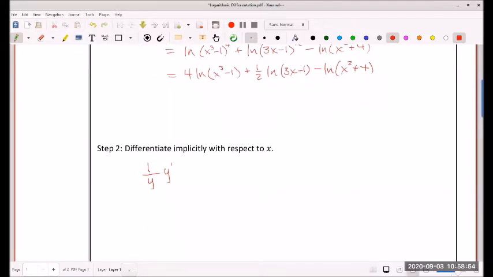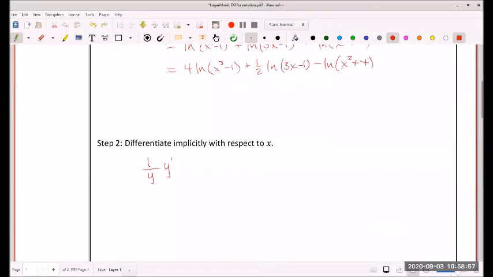For the right-hand side, we'll just use the regular rules of differentiation. The constant multiple rule, the 4 will stay out. And then we'll have the derivative of the natural log of x cubed minus 1, which is 1 over x cubed minus 1. Using the chain rule, we take the derivative of the outer function, and then the inside function would be 3x squared. And we'll just apply this to these other terms. So we'll have plus 1/2 times 1 over 3x minus 1 times the derivative of that inside, which is 3, minus 1 over x squared plus 4 times 2x.